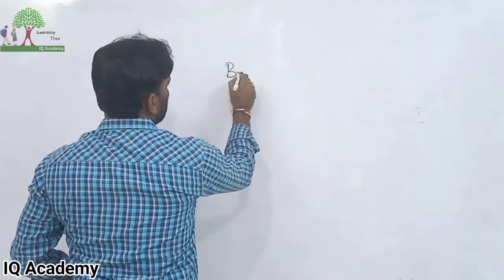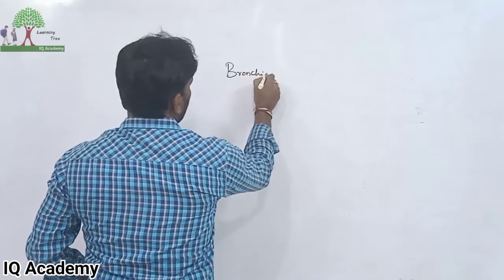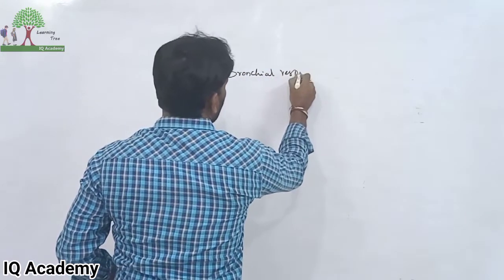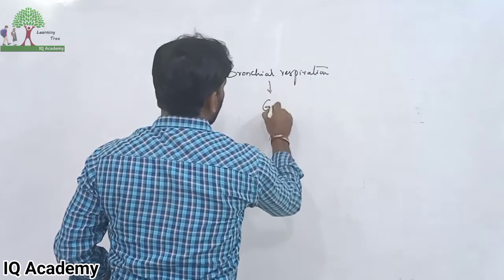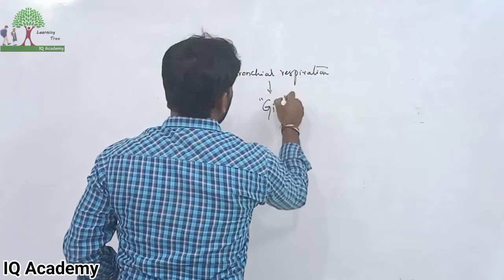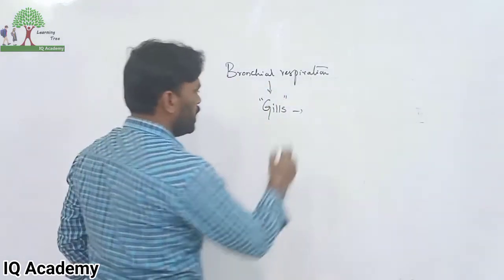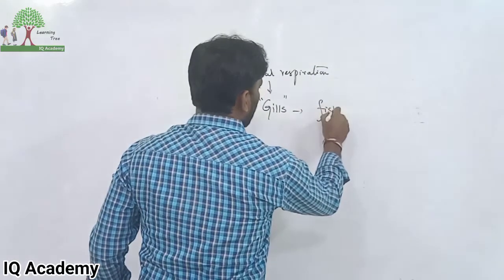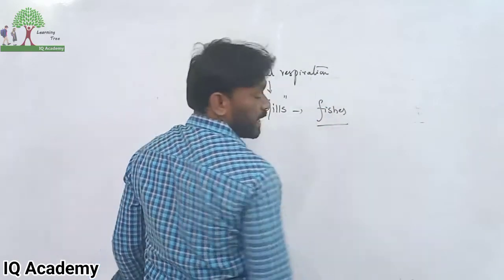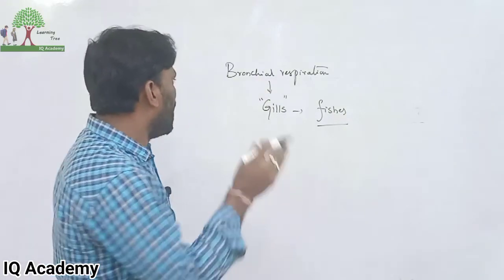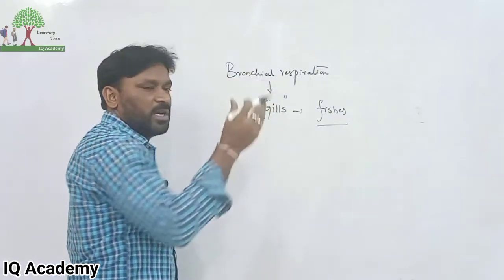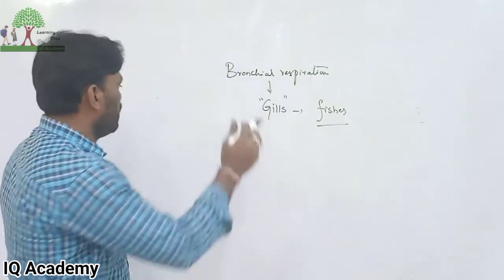So branchial respiration is respiration through gills. Gills are the respiratory organs in aquatic organisms like fishes. All fishes have to respire with gills only, as they are aquatic organisms. How does respiration take place in fishes?